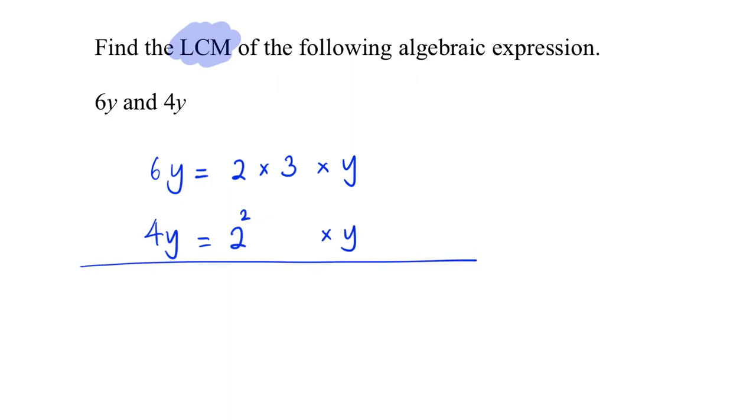And from here, my LCM will be equal to, when we find the lowest common multiple, we make sure that we choose the highest power. So in this case, 2 power 2. We also choose 3. And we also choose y. And so for the lowest common multiple, in this case, the final answer would be 2 squared times 3 times y, which will be 12y.